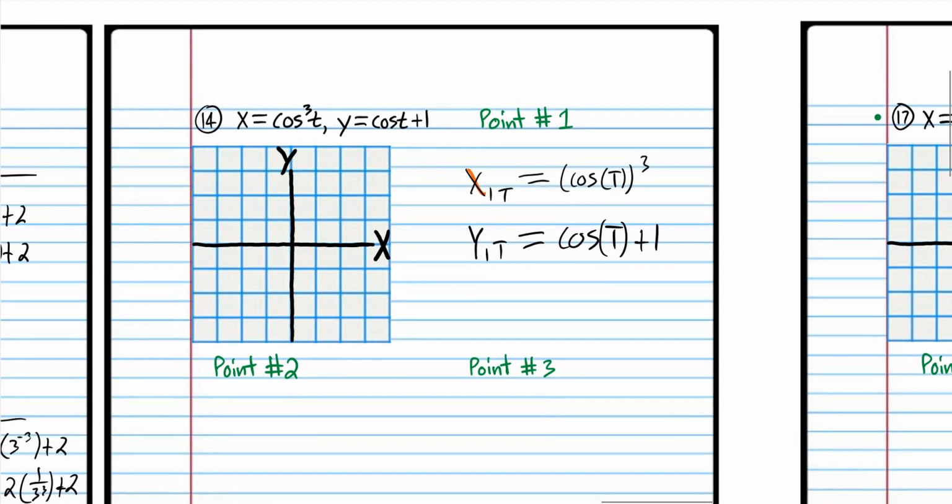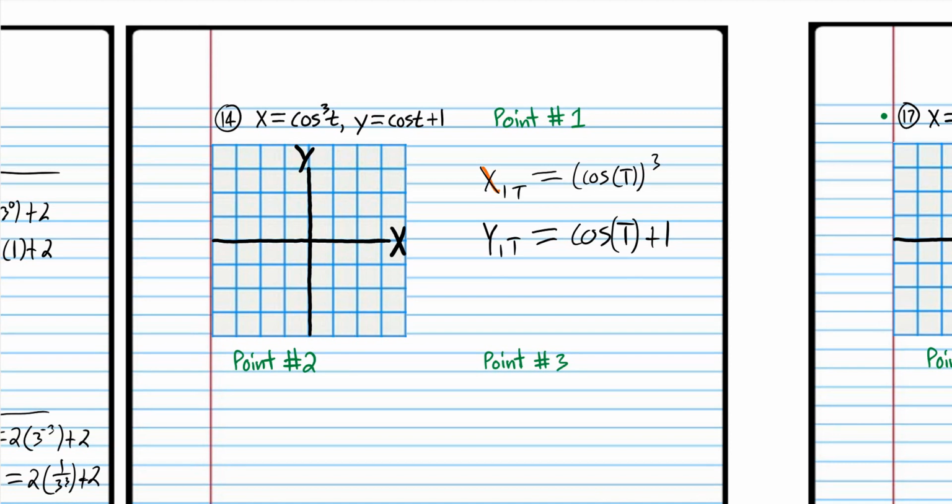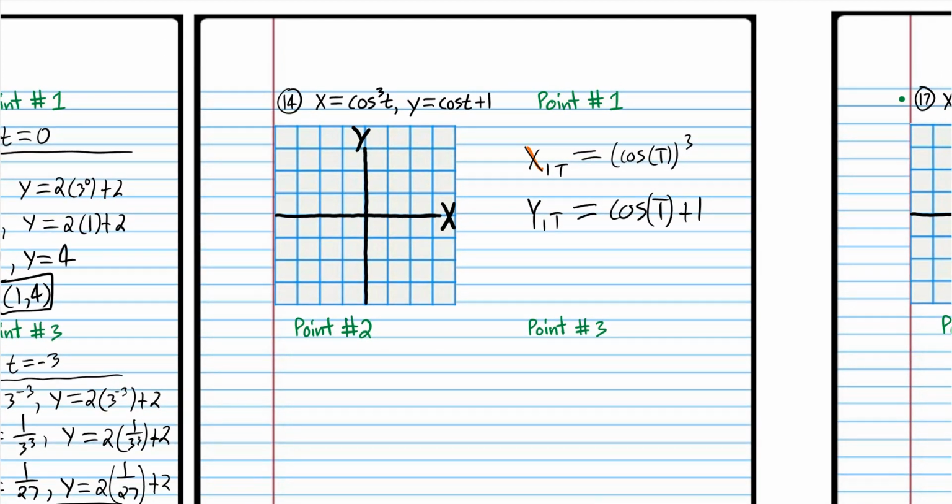And there's our graph, and notice that it seems to be cut off. So the graph looks something like this. The reason it's cut off is because x and y are restricted. T is not restricted, but x and y are restricted.